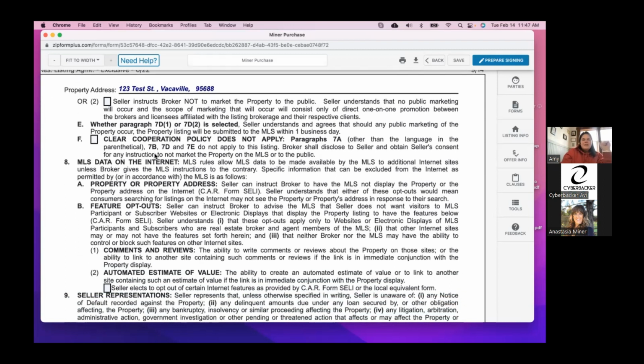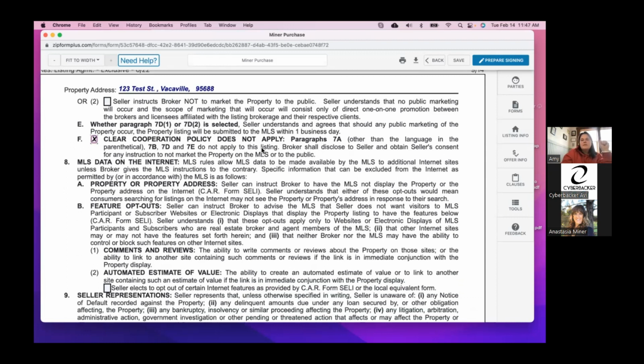Clear cooperation policy does not apply. So if you're listing it in the Barry's service area, you can check this box for F. Paragraph 7A, other than language in parenthetical 7B, 7D, and 7E do not apply to this listing.